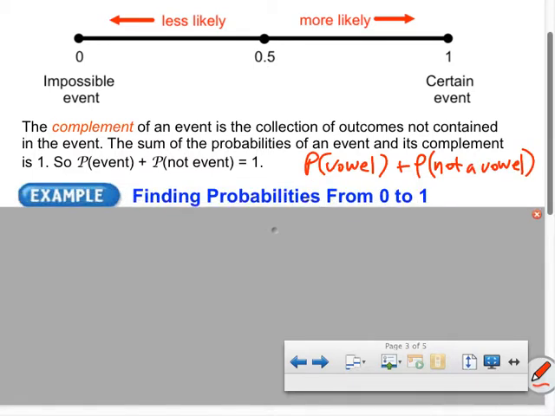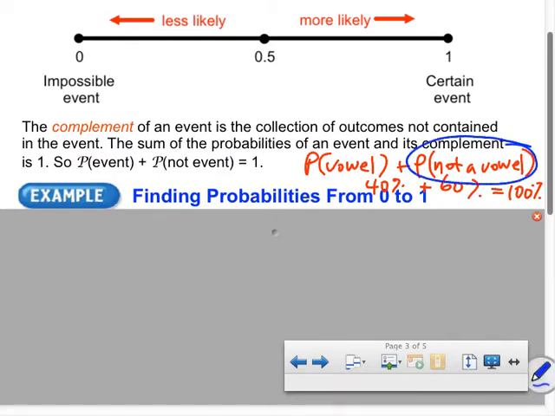Okay? And we saw that the probability of picking a vowel was 40%, right? Plus the probability of picking not a vowel, which is a consonant, was 60%. And we saw that that equals 100% or 1, and that's just to illustrate the complement. So the complement of picking a vowel is not picking a vowel. Do you guys understand? Okay.